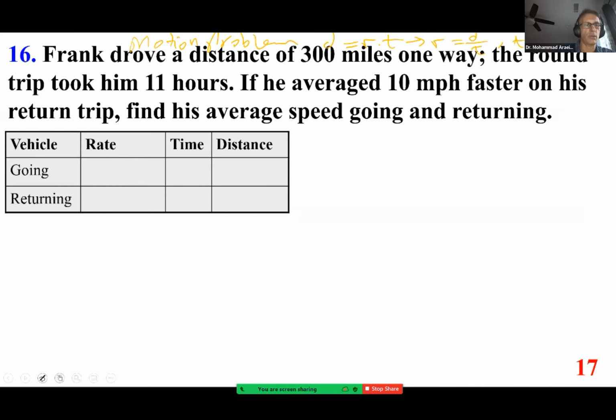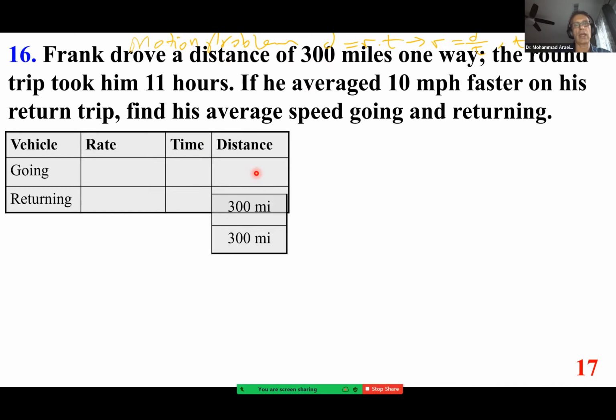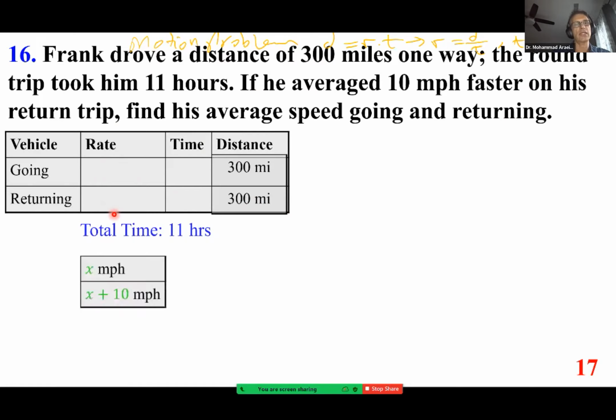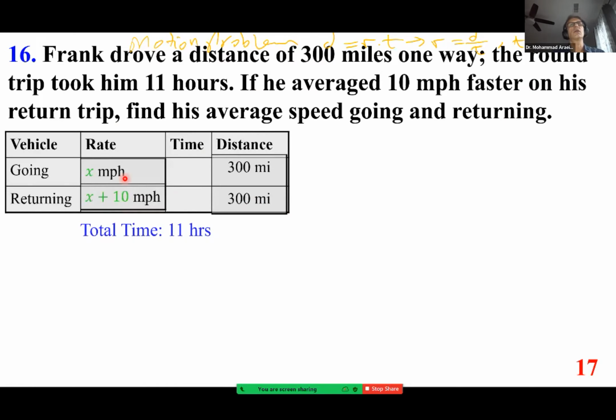So first and foremost, come up with this and make sure you have everything in there. So we are going 300 miles one way. So the distance is 300 miles here and 300 miles coming back. The total time is 11 hours. And if he averaged 10 miles per hour faster on his return trip, we don't know the speed either way, but we know that if we use X for this one, this will be more by 10. So X and X plus 10, the units are miles per hour.